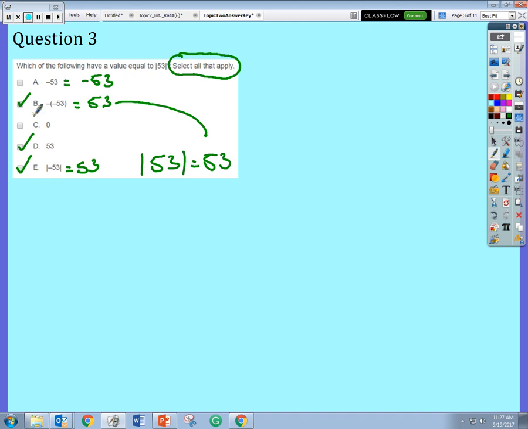Do you see how I misread that one? It says which of the following have a value equal to the absolute value of 53? I was reading it as which of the following is absolute value. So I have to be careful with how you read. Okay? Let's take a look at the next question.